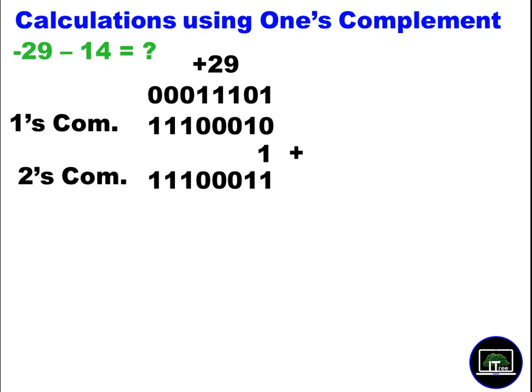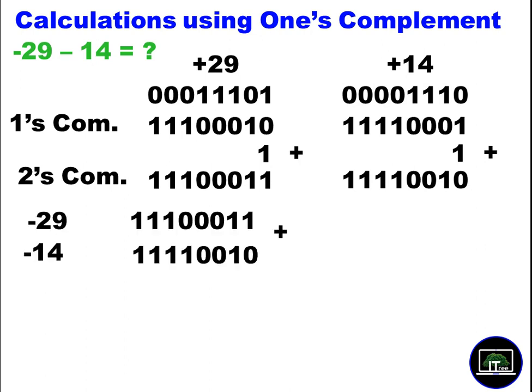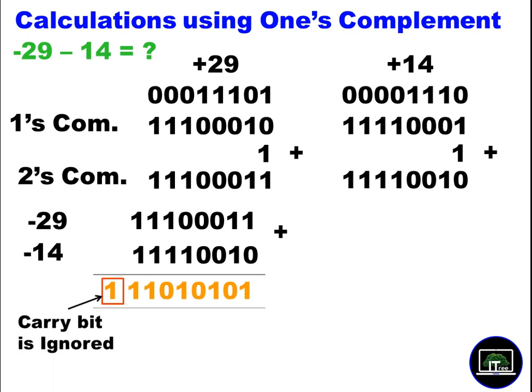This is the minus 29 in 2's complement. You can see now minus 14 in 2's complement. We'll add together. You can add these things together. Okay, so now we have a carry bit. What are you going to do with this one?